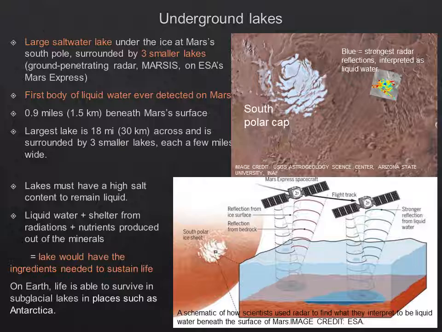So this discovery is especially significant because it is the very first body of liquid water that has ever been detected on Mars. The largest lake is estimated to be 18 miles across and is surrounded by 3 smaller lakes, each a few miles wide. And all of those lakes probably have a pretty high salt content in order to remain liquid at the low temperatures.